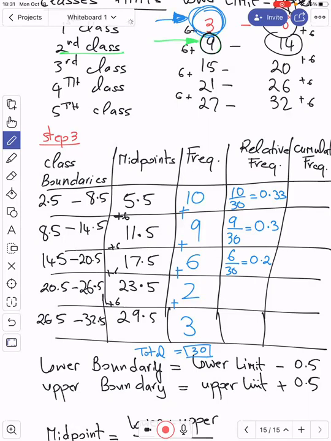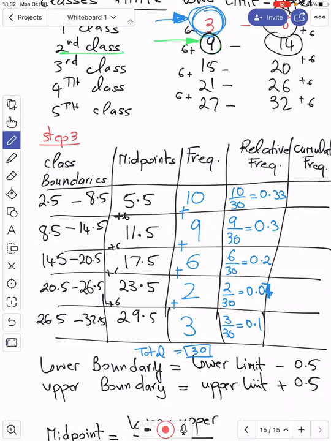Then we have 2 over 30. So this is actually 0.06, or 0.07, because you would round up. Yeah, absolutely, you're right. And then 3 over 30, which is 1/10, and 1/10, of course, is just 0.1, right? Okay, perfect.